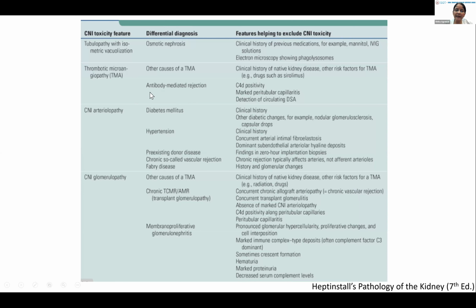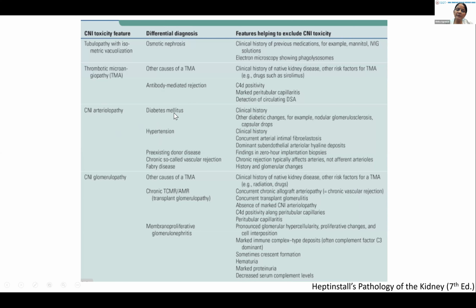The thrombotic microangiopathy can occur because of various reasons. One cause is also antibody-mediated rejection. Of course, you will look at other signs for antibody-mediated rejection in the form of C4d positivity, peritubular capillaritis, microvascular inflammation, and of course, DSA. CNI arteriolopathy, as I said earlier, this hyalinosis can be seen both in diabetes and hypertension in pre-existing donor diseases.